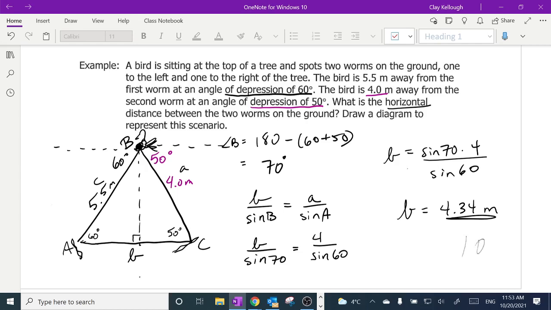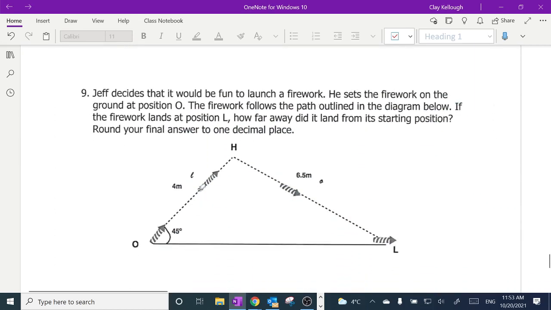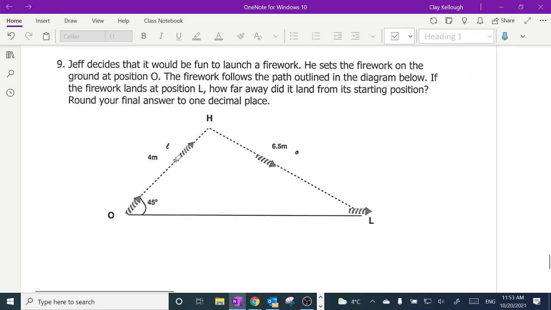Next, Jeff decides that it would be fun to launch a firework. He sets the firework on the ground at position 0, follows the path outlined. I don't know why the firework suddenly changed direction like that. It must have hit somebody. This guy's a psycho. He aimed the firework at somebody and bounced it off of them.